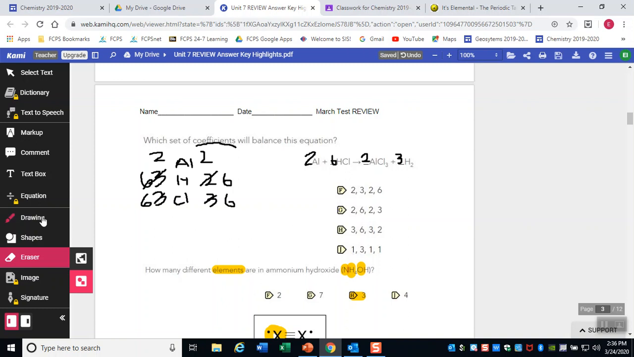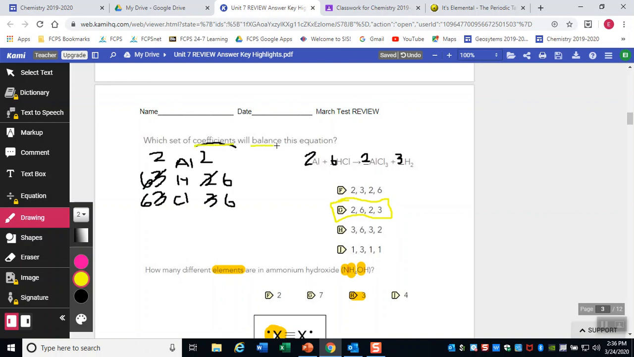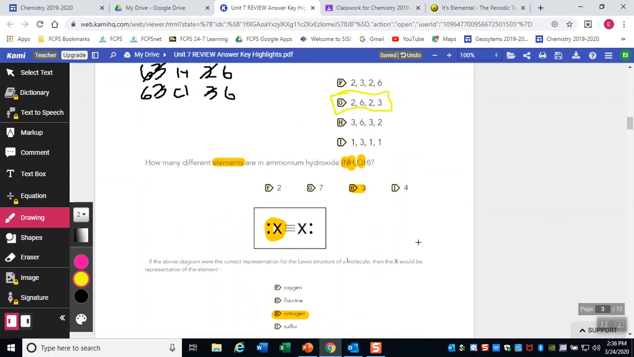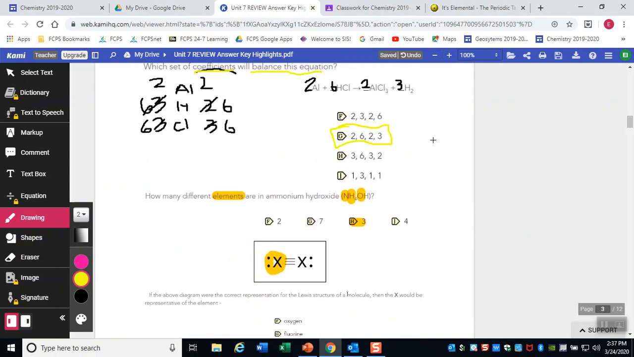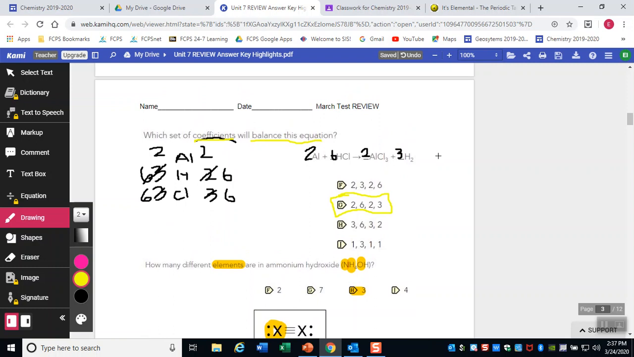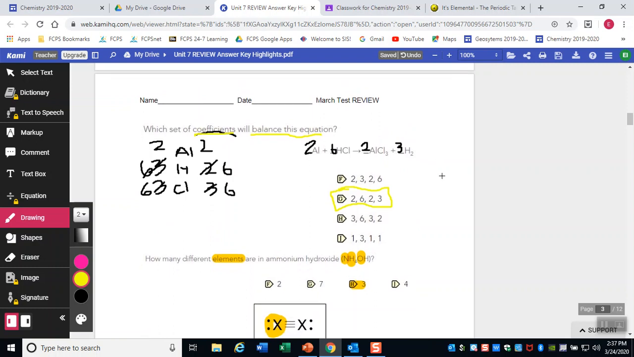All right, so G is my answer. I'll go ahead and box it. 2, 6, 2, 3. Those are the coefficients that are going to balance the equation. All right. And that's the new stuff that you guys are learning online, from a distance. No worries.